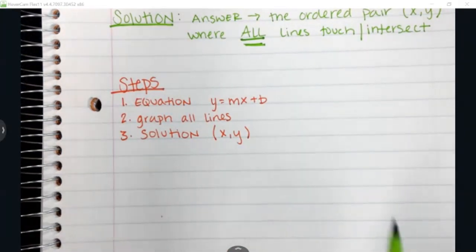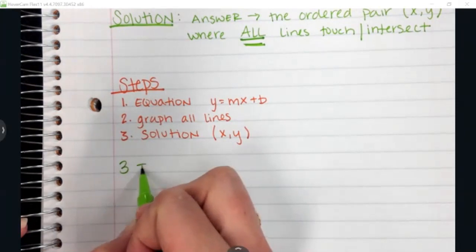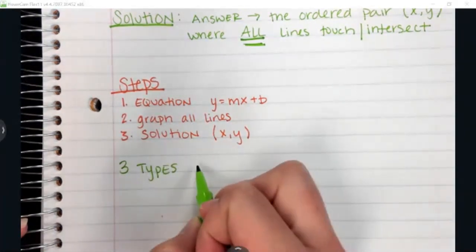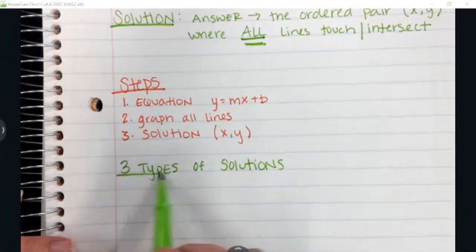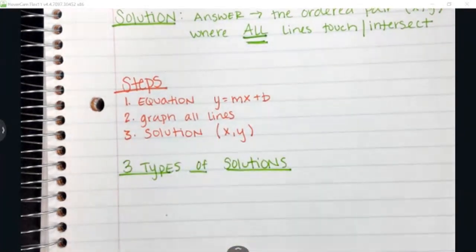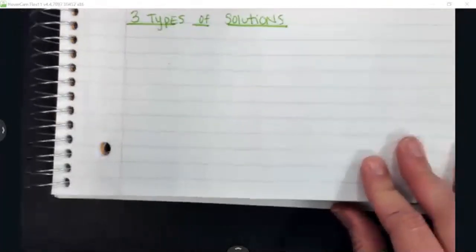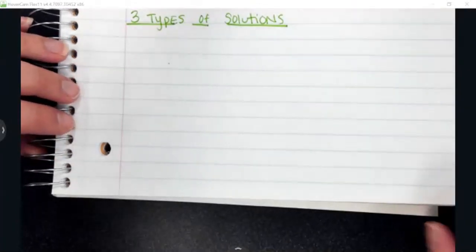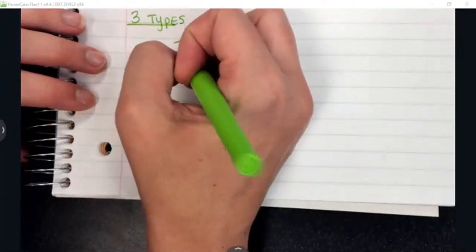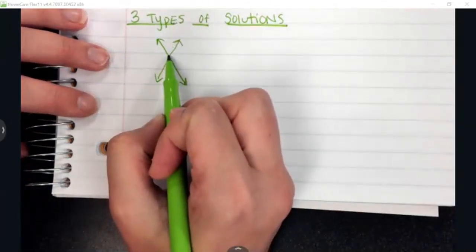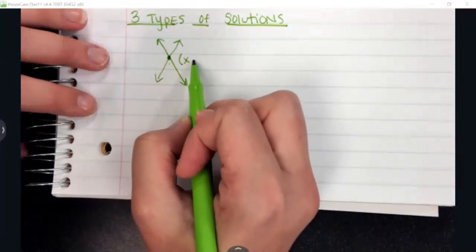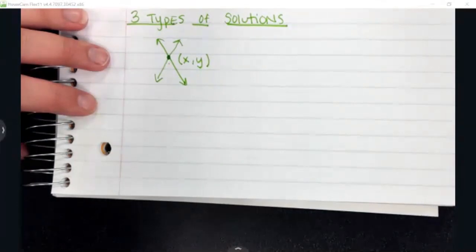So there are 3 types of solutions, and I will move it up in just 1 second so you can see everything. Okay, 3 types of solutions. The first one I can have is if I just have lines and they intersect, and it doesn't really matter how you draw them as long as they intersect. My solution is where these lines intersect or where they touch, x comma y.